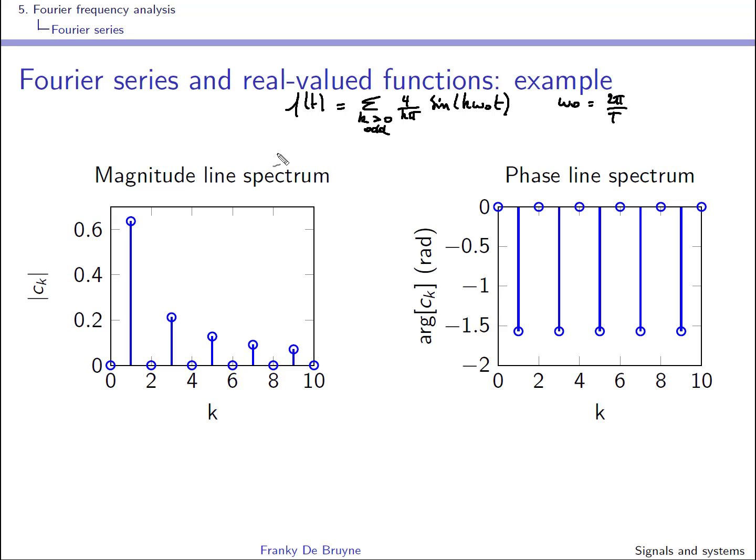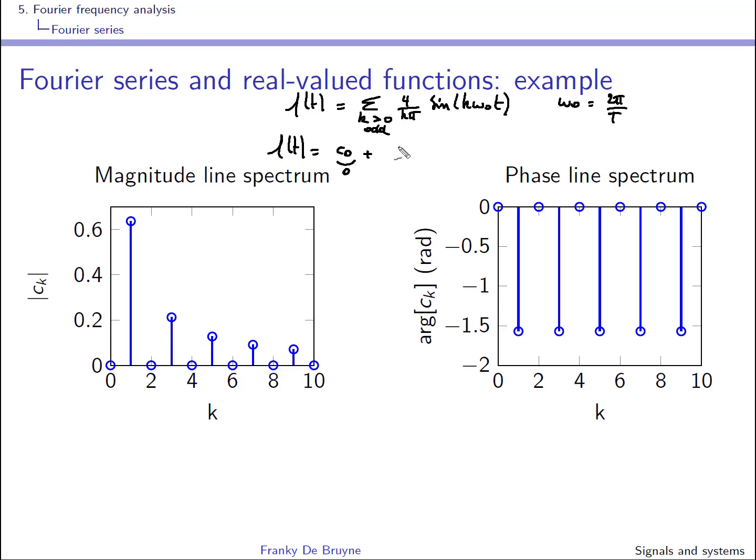So in the previous slide we had written f of t is equal to C0. Okay, that's the average value. In our case, the signal is such that on one period 50% of the time it's 1 and the remaining 50% it's -1. So in our case this will be 0. You can read it also on the magnitude line spectrum. At k equals 0 we have indeed something that is consistent.